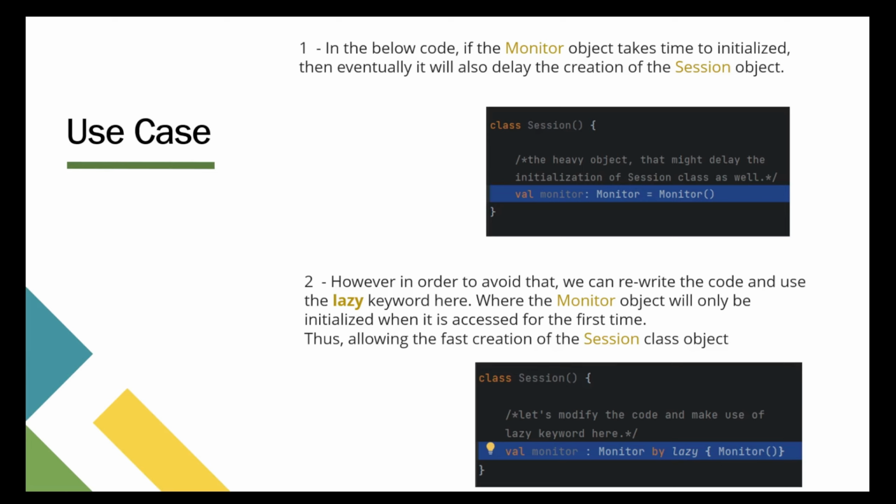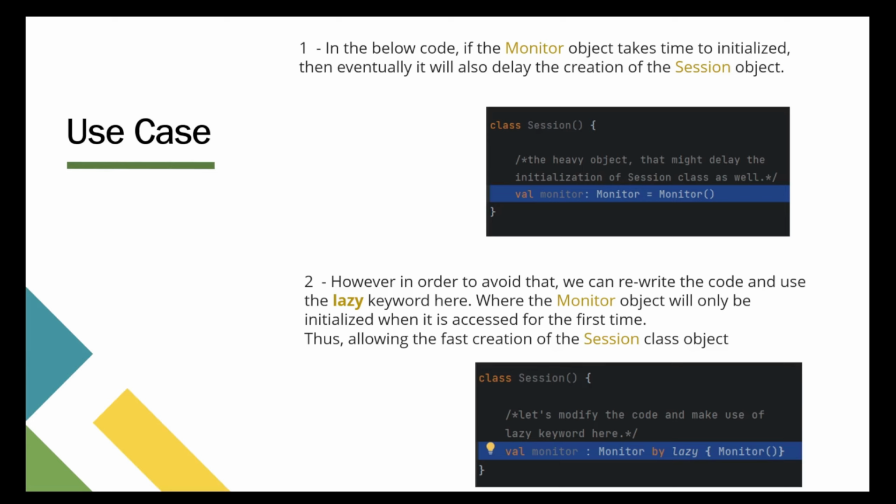And if you see in the below example, the second one, the highlighted one, I've made use of the by lazy keyword, right? So val monitor by lazy Monitor. That means I'm telling the compiler not to initialize the class object monitor, because I know that this object is not going to be used initially. So I would want the Session class to be initiated at a faster speed, and later whenever I want to access the Monitor class object, I will initialize it.